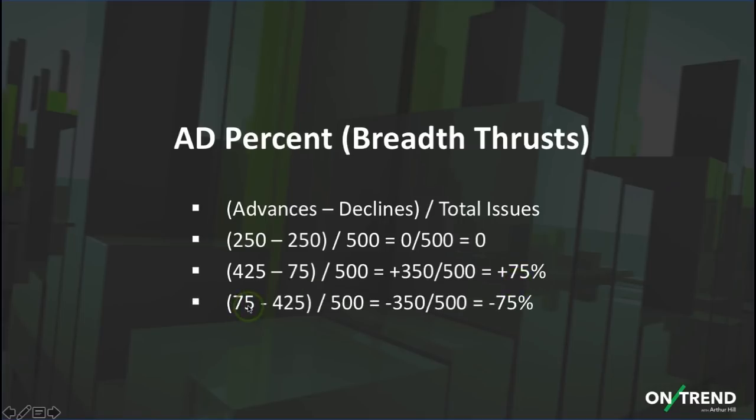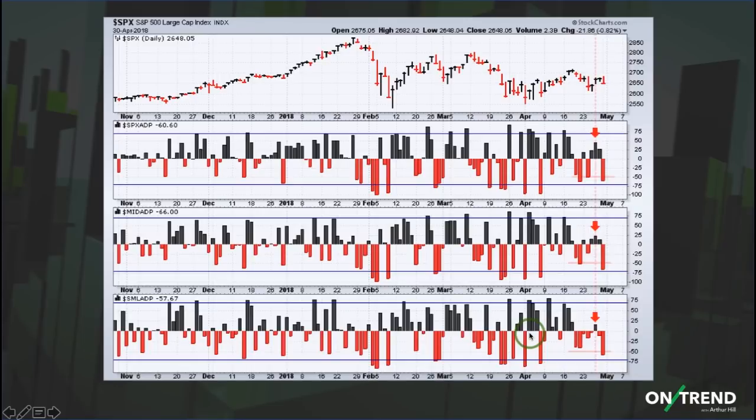On the flip side, if you have 75 advancers and 425 decliners, your net advancing number is going to be minus 350 because you had way more decliners. And so you're going to have an AD% of minus 75%. And so these numbers are important, as you're going to see on the next chart.